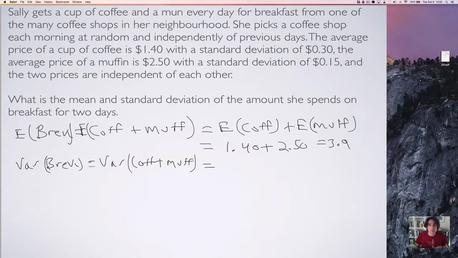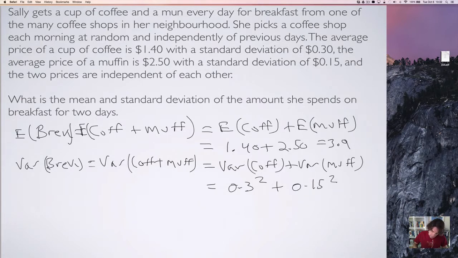Now, using the rules for variances, since the price of coffee and muffin are independent of each other, that's just the variance of coffee plus the variance of a muffin. And in this case, that's equal to 0.3 squared, because we're given the standard deviations, plus 0.15 squared. And that's equal to 0.1125.